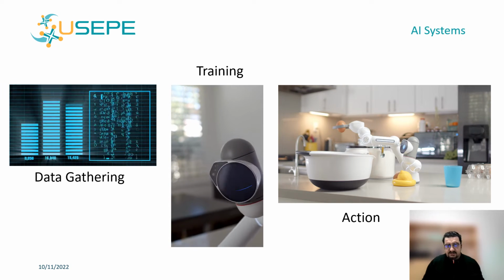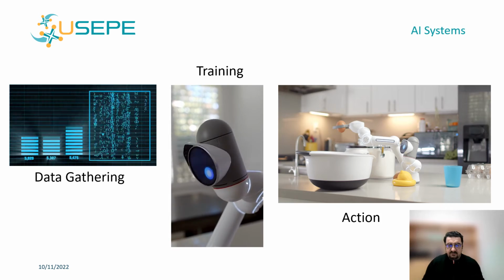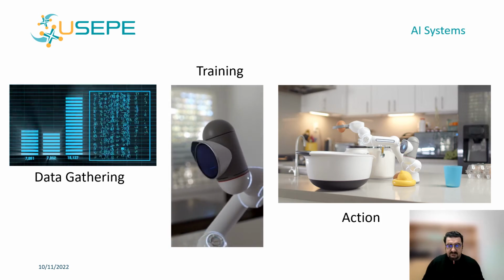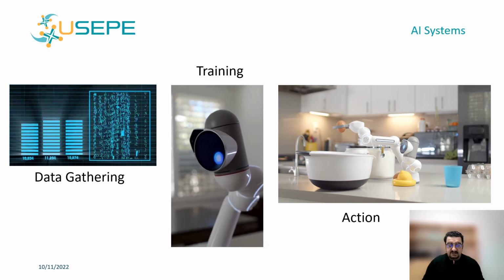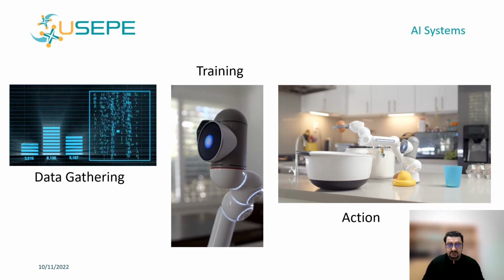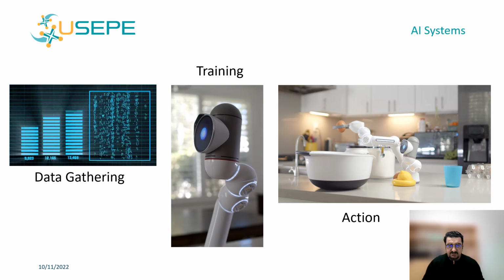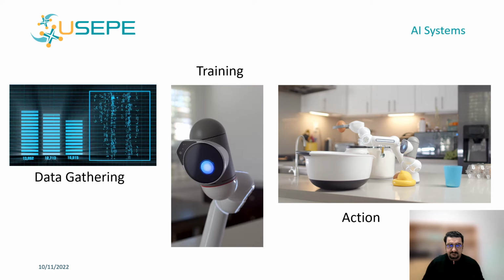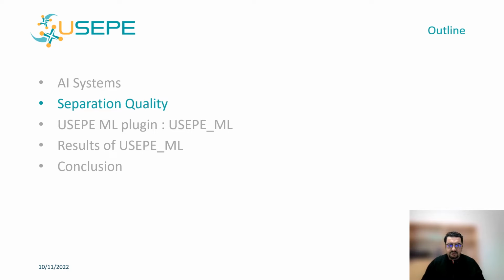In the USEPE project, we developed and implemented the first 2 phases of an AI system. Our implementations can gather data and analyze it. The analysis evaluates the quality of solutions in terms of separation. Quality of the solution is measured by separation quality. Let's look at how separation quality works.